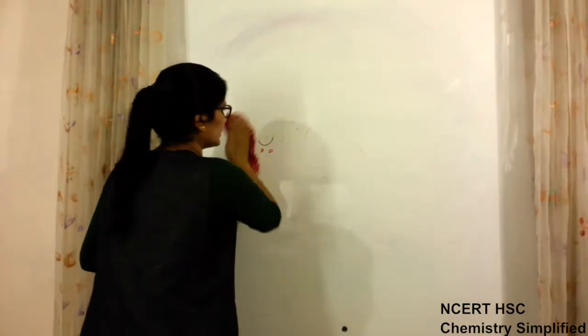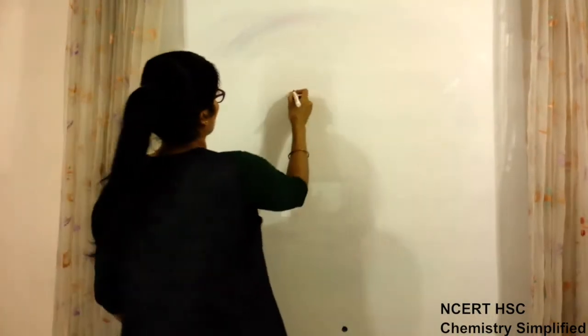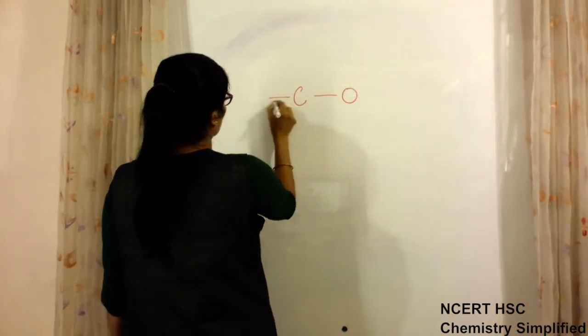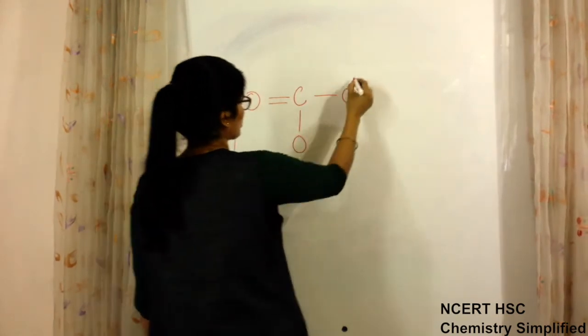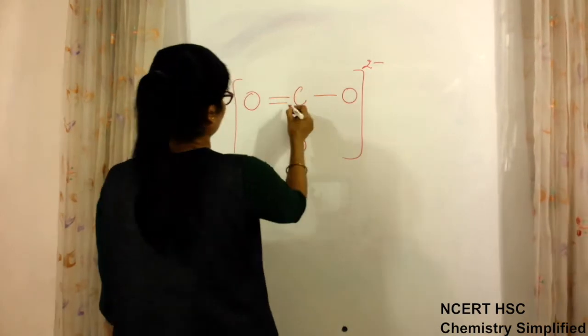Again, in case of carbonate, now I can draw the structure of carbonate as C I placed in between, one oxygen with a single bond, one oxygen with a double bond and the third oxygen also by a single bond, 2 negative as a whole. Okay.